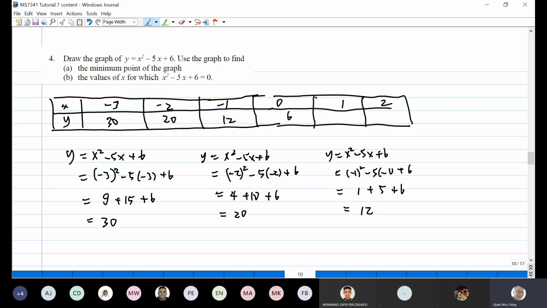Okay, never mind. x equal to 1: 1 minus 5 plus 6. Okay, good now. x equal to 1, y equal to 1 squared minus 5 times 1 plus 6, which is actually minus 4 plus 6 is 2, right?